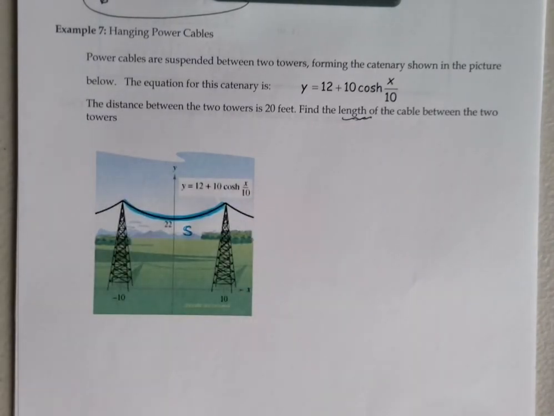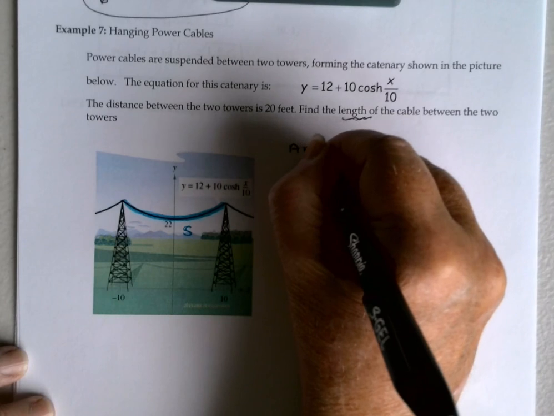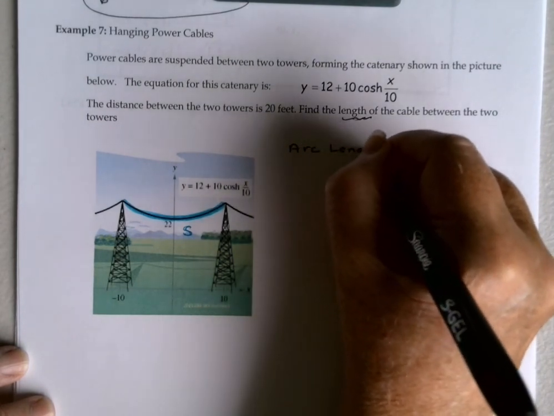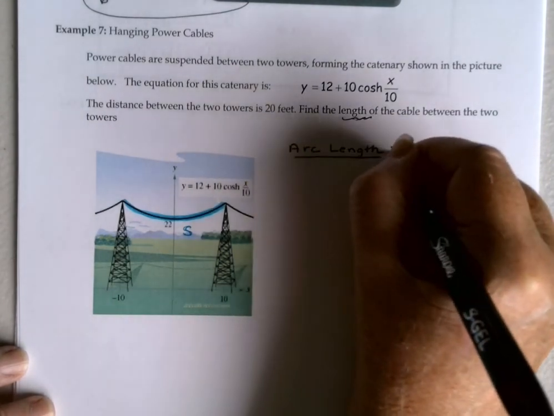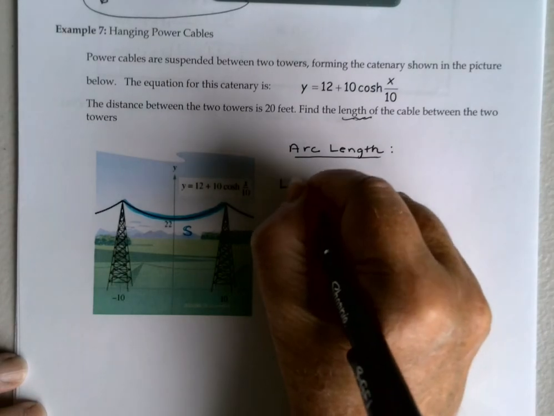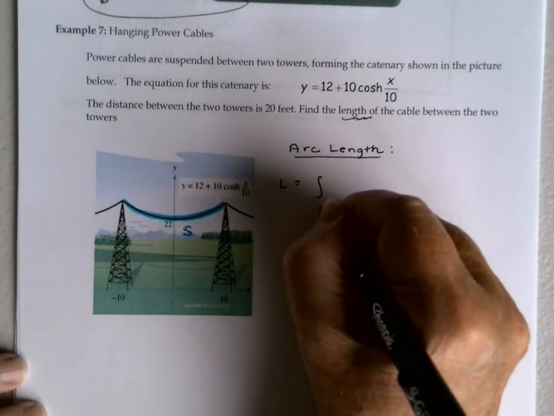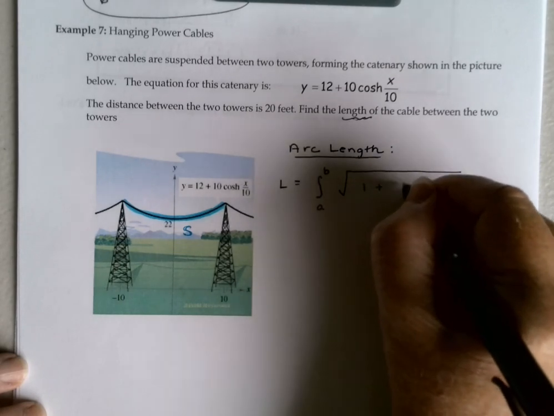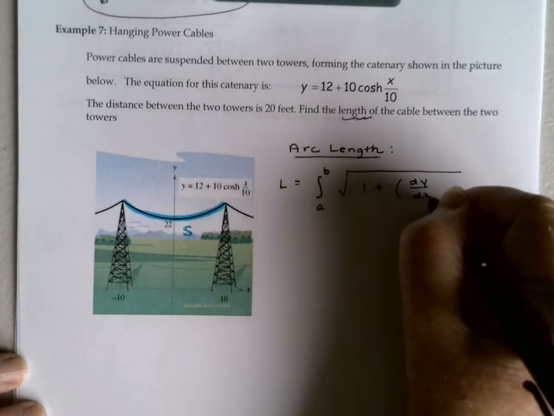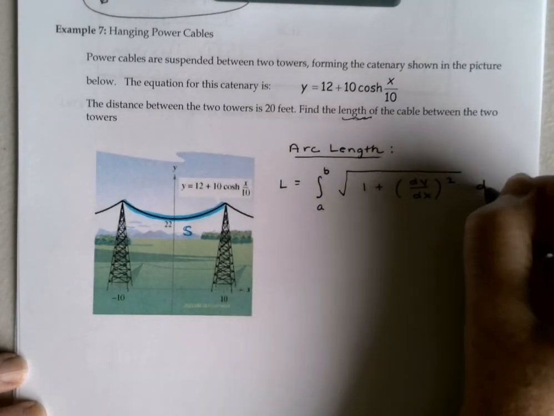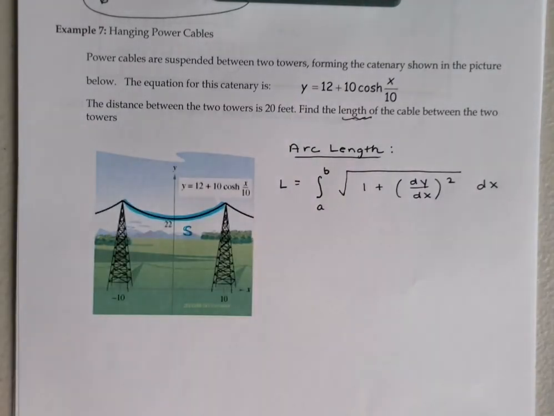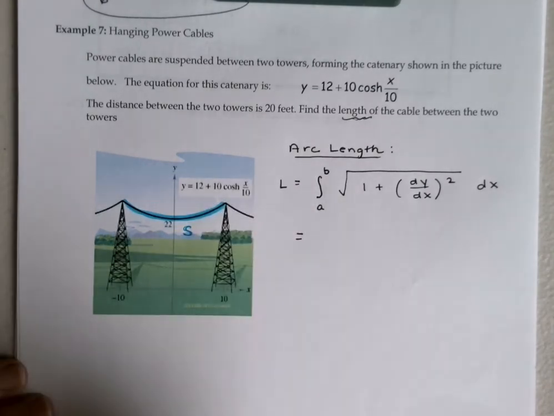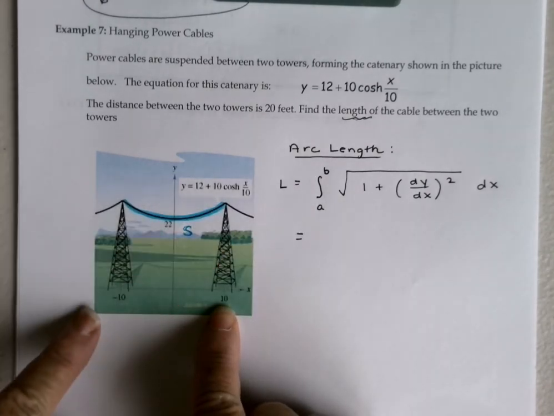And I'll remind you, because we haven't talked about it for a little while, we had the arc length formula, which is the integral from a to b of the square root of 1 plus the derivative dy dx, or f prime of x, squared dx. Right? It's on your list of formulas. It's one that we've studied back in, I think it might have been 6.6 or 6.5, something like that. So in this particular case, this curve is going between negative 10 and 10.